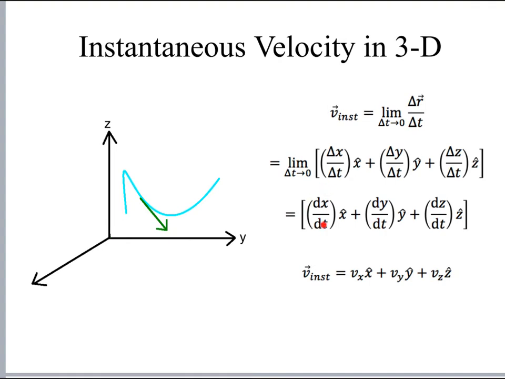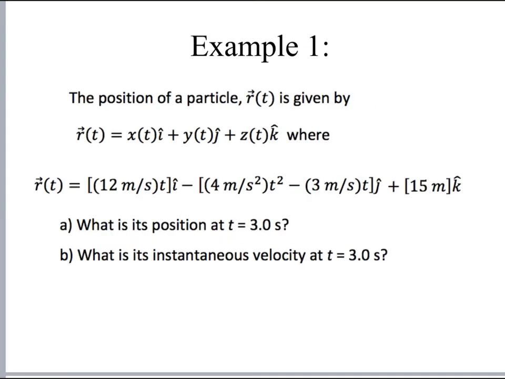And this dx over dt, this would be vx, which in this case is the x component of v instantaneous. This vy would be the y component, vz would be the z component. So these are the components of the instantaneous velocity. So really, just like you do in 1D, if you want the instantaneous velocity, you just take the derivative of the position function with respect to time.